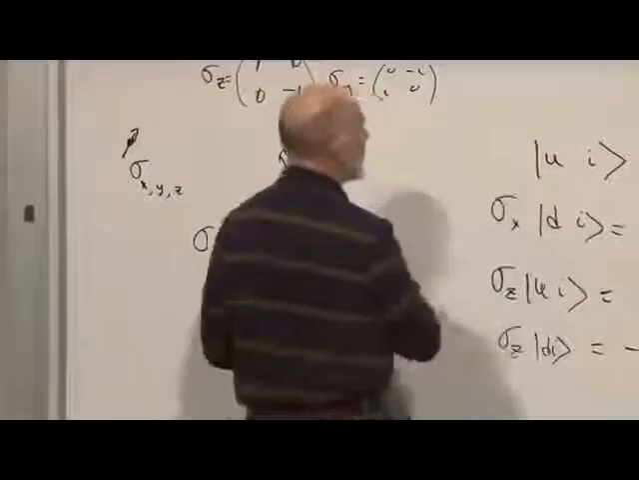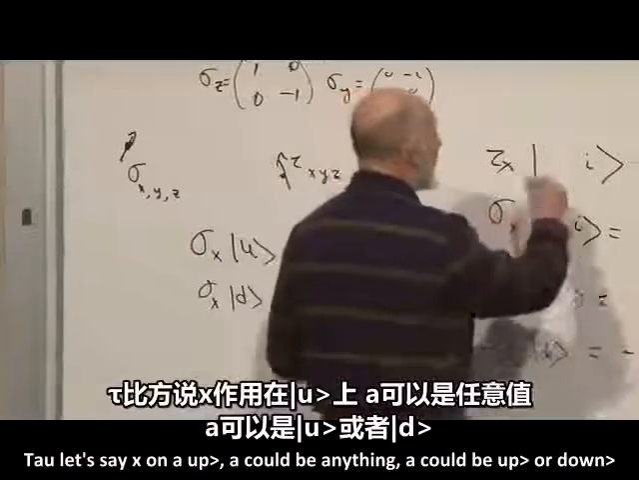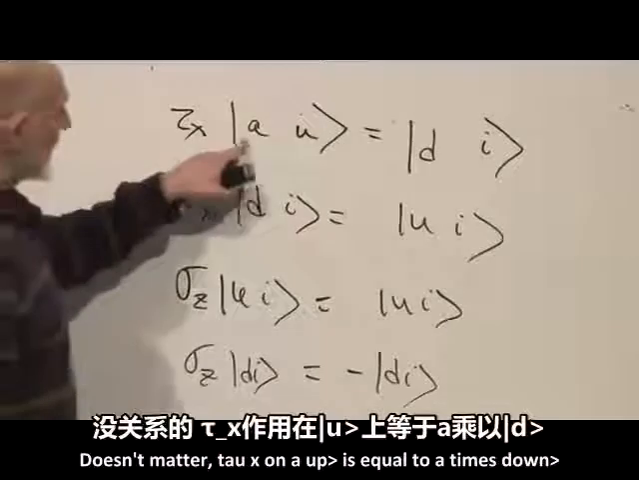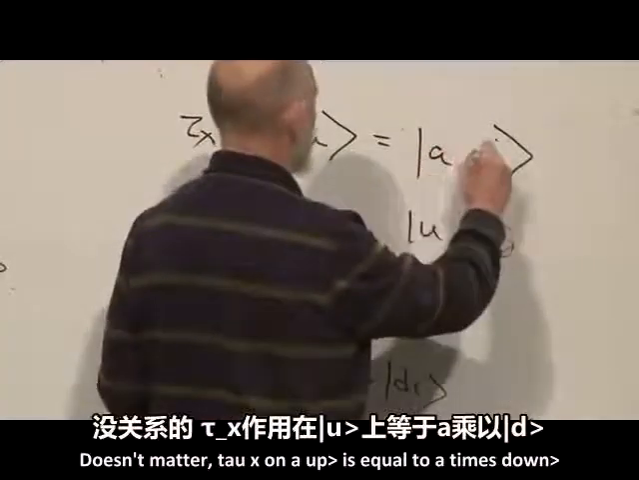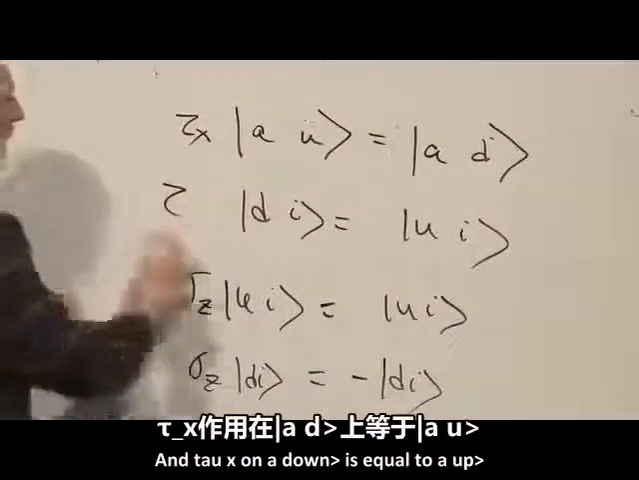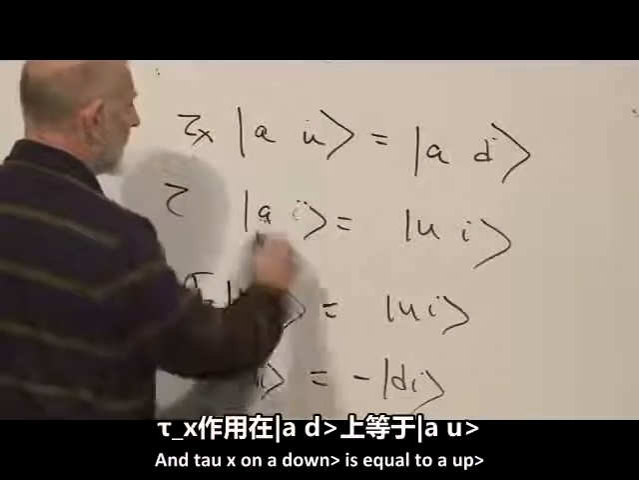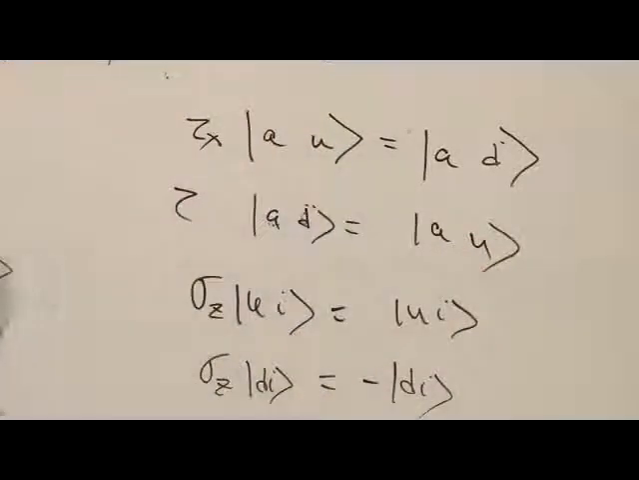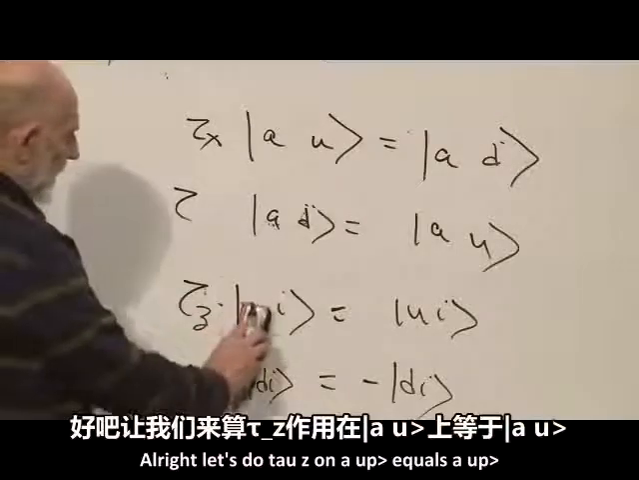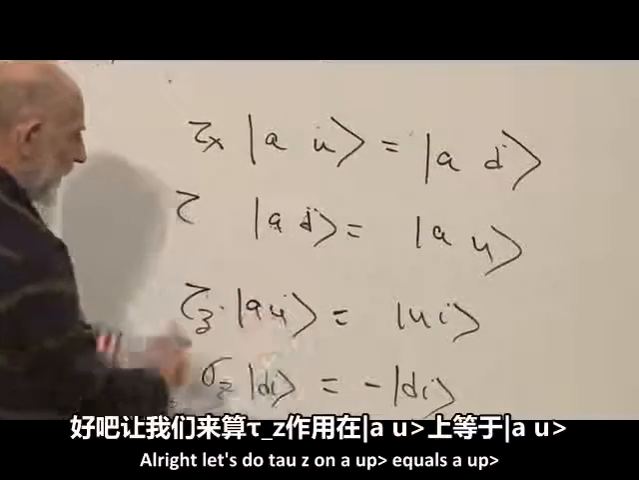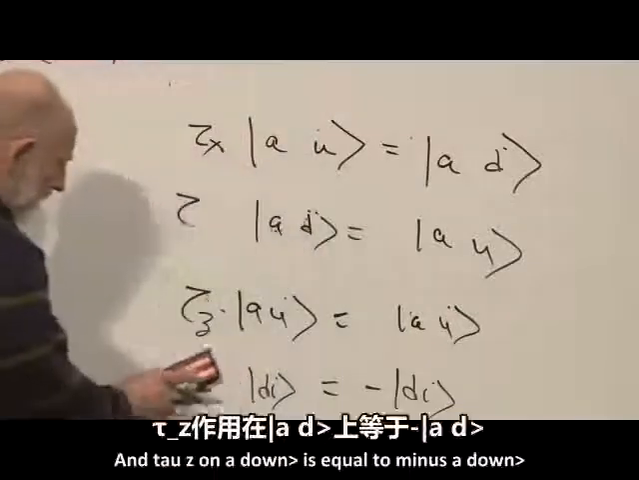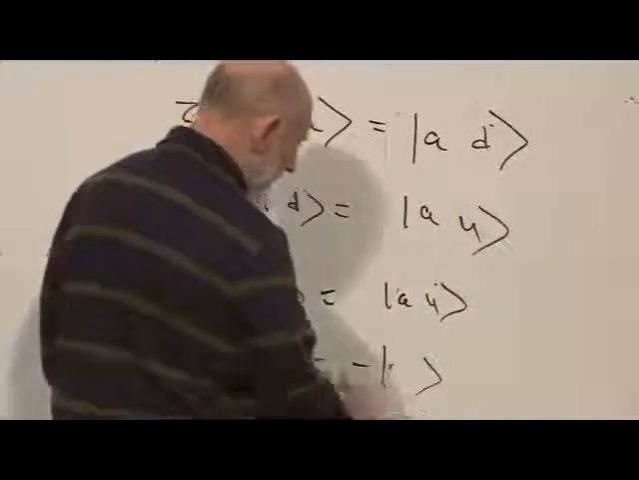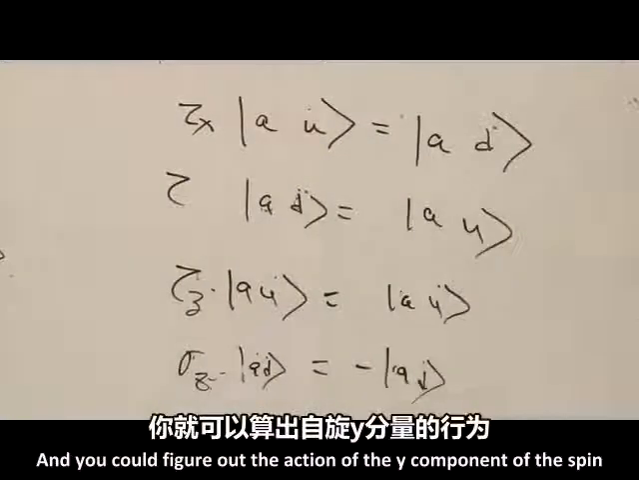So let's do this one. Tau, let's say x on A up. A could be anything. Now, A can be up or down. Doesn't matter. Tau x on A up is equal to A times down, and tau x on A down is equal to A up. All right, let's do tau z on A up equals A up, and tau z on A down is equal to minus A down. And you can figure out the action of the y components of the spin.